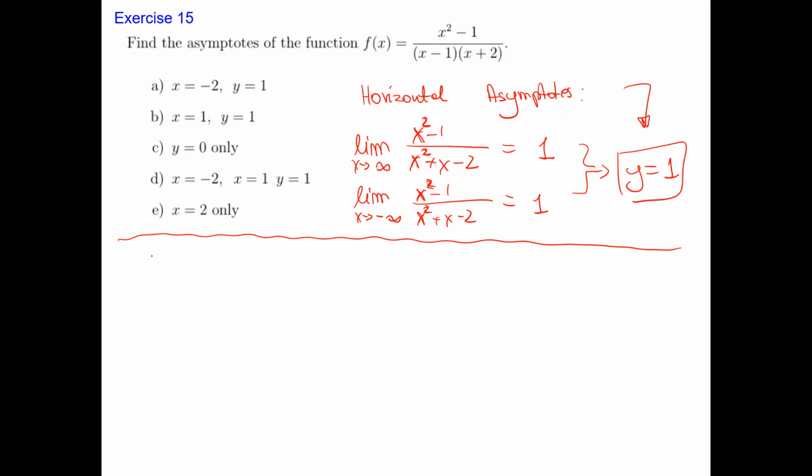Okay, now for the vertical asymptotes. Yeah, we can also have 2. We can have infinitely many for the vertical asymptotes. Okay, that means the good candidates are always the numbers that are not in the domain. Because we can see x cannot be 1, x cannot be -2.